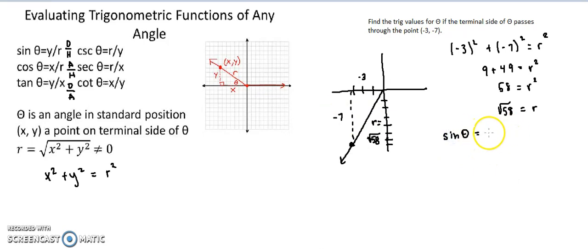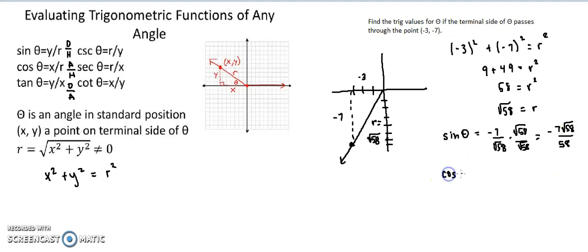sine theta is going to be -7 over square root of 58. And of course we're going to want to rationalize all these, so we're going to multiply by square root of 58 over square root of 58. And it looks messy, but it's pretty straightforward. Okay, and 7 and 58 don't reduce. If they did, then you would have to do something with that, but 7 does not go into 58.